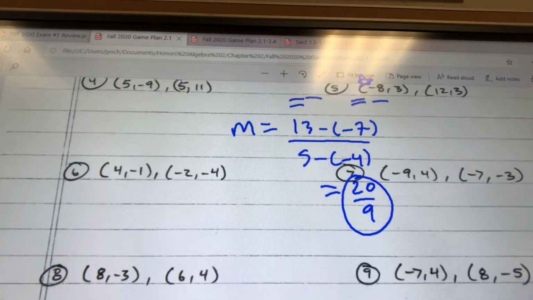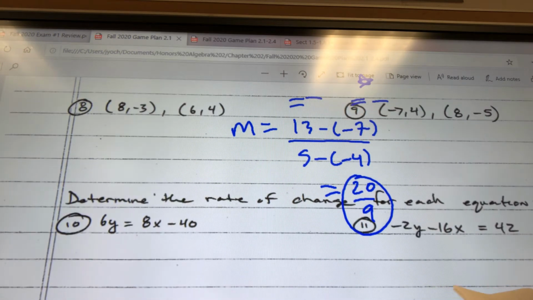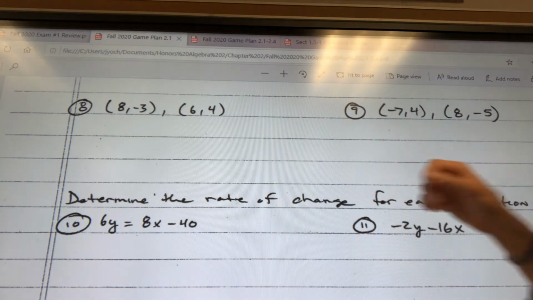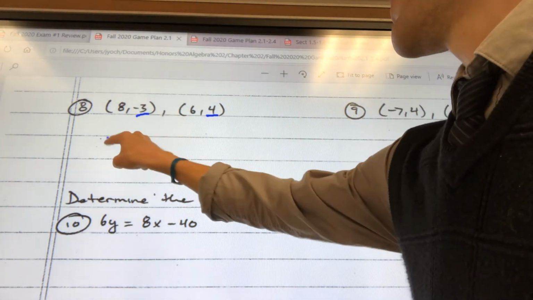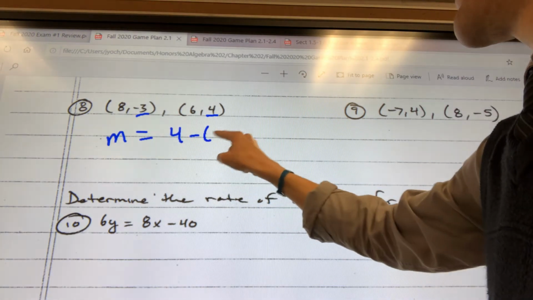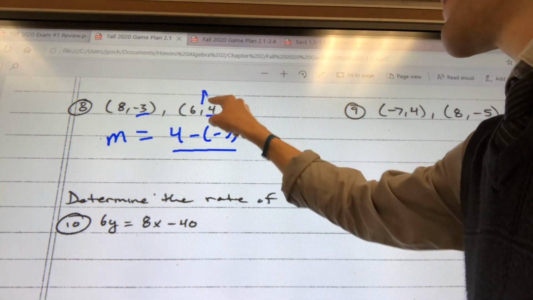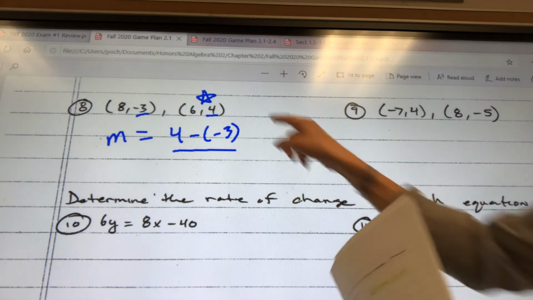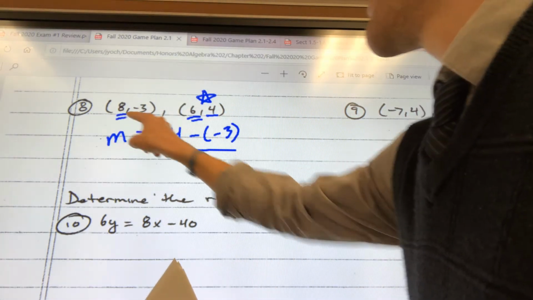Let's go to page 13. On 13, let's talk about 8 and 9. 8 and 9 on 13. I think you can see them both. Bigger y minus the smaller y. So 4 minus a negative 3. Now this doesn't mean I'm always going to get a positive slope. I'm just going to make sure my numerator is positive. I don't want to have a negative divided by negative situation. So 4 minus a negative 3 over 6 minus 8.